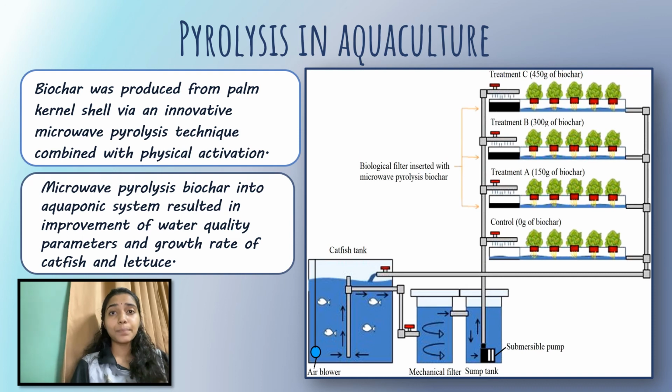One of the examples of pyrolysis used in aquaculture would be microwave pyrolysis. This is because biochar was produced from palm kernel shell via an innovative microwave pyrolysis technique combined with physical activation. Microwave pyrolysis biochar in an aquaponics system results in improvement of water quality parameters and growth rate of catfish and also lettuce.